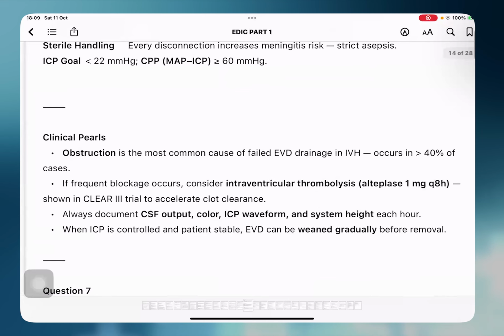Now, this is very important. The CLEAR III trial has shown that it accelerates clot clearance, and it is indicated. That means don't think that it is already a case of intracerebral hemorrhage. So why are we going to give it? That is an indicator thing. Alteplase 1 mg every 8 hours.